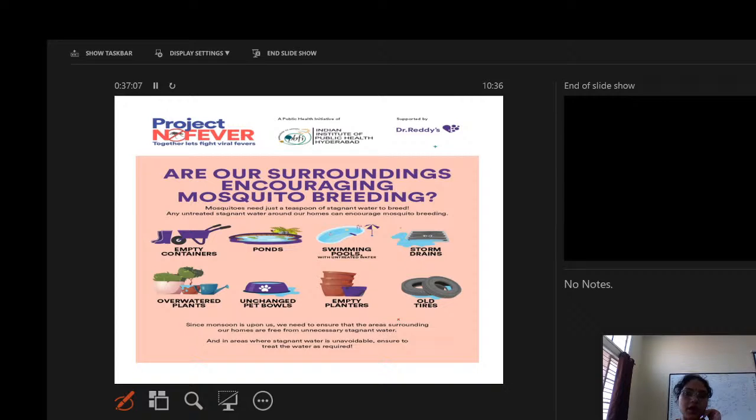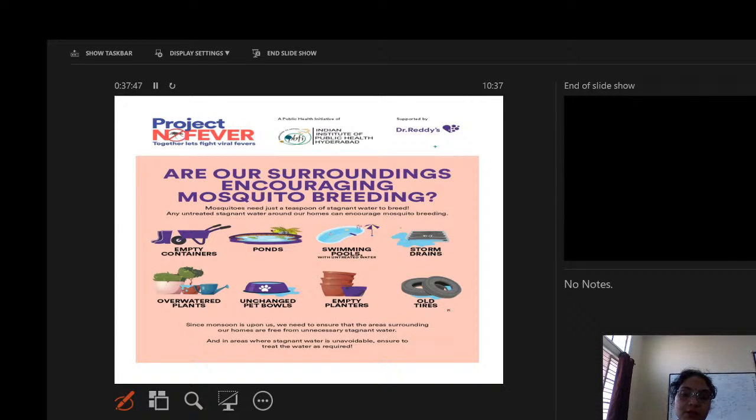This is the latest program going on outside in cities, in places in Hyderabad. So yeah, mosquito breeding sites. Mosquitoes need just a teaspoon of stagnant water to breed. Any untreated stagnant water around your homes can encourage mosquito breeding. So these are the examples they give: empty containers, ponds, swimming pools, untreated water, storm drains, overwatered plants, unchanged pet bowls, empty planters, old tires, and there are many other examples like paper cups.